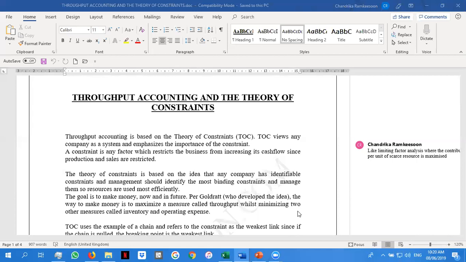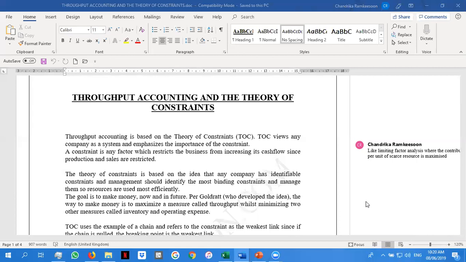Throughput accounting is based on the theory of constraints, which is legally abbreviated as TOC, by the way. Okay, it's an allowed abbreviation. TOC views any company as a system and emphasizes the importance of the constraint. So it emphasizes the importance of the limiting factor, just as how you would emphasize the importance of your money. A constraint is any factor which restricts the business from increasing its cash flow, since production and sales are restricted. Yeah, so it's as simple as that.